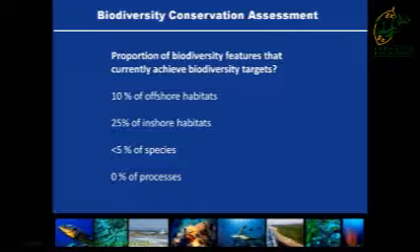The next is looking at a biodiversity assessment. This is looking at the proportion of features that are actually achieving their biodiversity targets. When performing this assessment, it was noted that 10% of our offshore habitats, 25% of inshore, less than 5% of species, and 0% of our processes are actually conserved within a marine protected area. So there's a lot of features that currently are not being looked after.